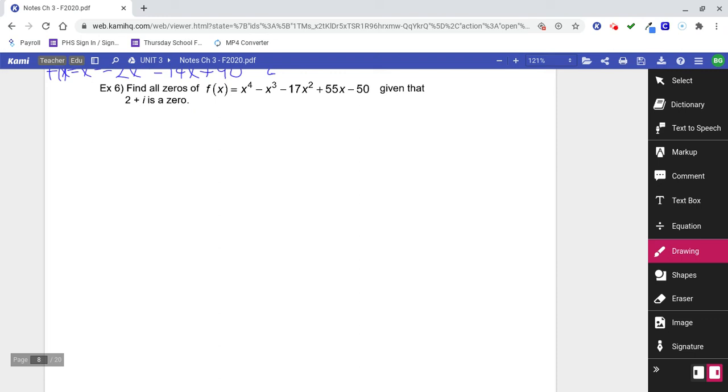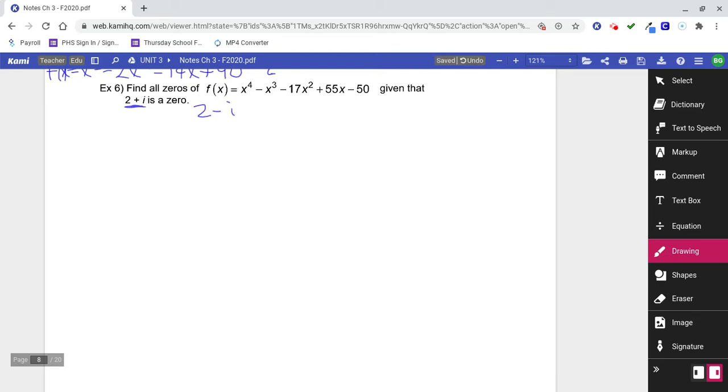Example 6, find all zeros of this function given that 2 plus i is a zero. So a couple of things. I see x to the 4th, so I'm expecting there to be 4 zeros. And they give me one of those zeros, so it's kind of nice when they do that. 2 plus i is a zero. I know from the conjugate zeros theorem that 2 minus i would also be a zero.